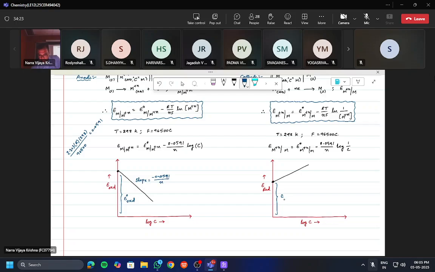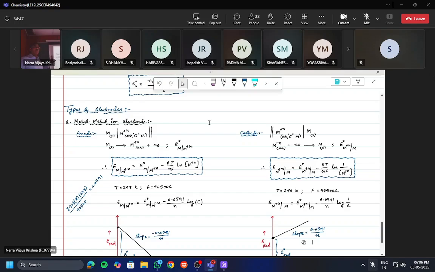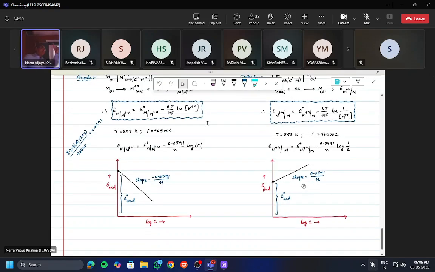E naught reduction, and slope equal to 0.0591 upon N. Same thing they have given, right? So we have seen the graphs. So one thing is over. Now the second thing to remind. I told a few points to remind.